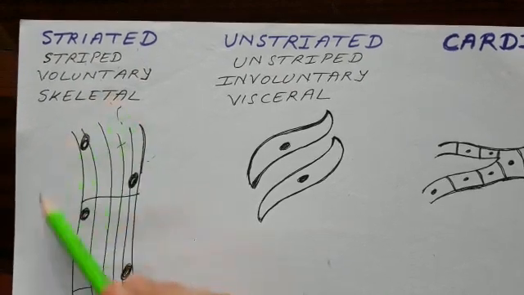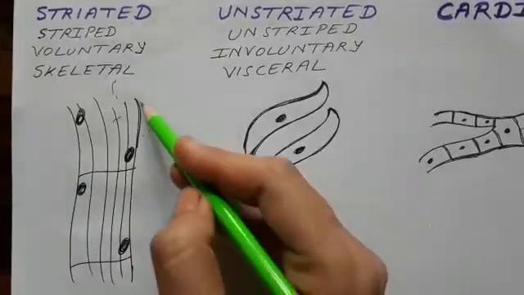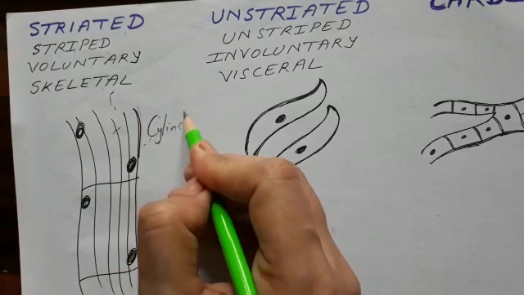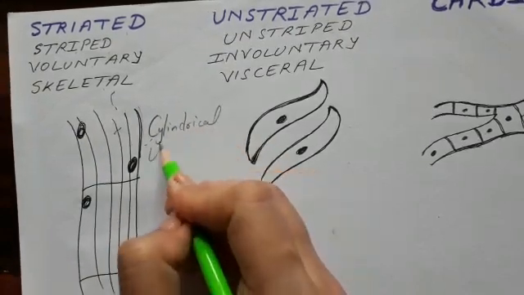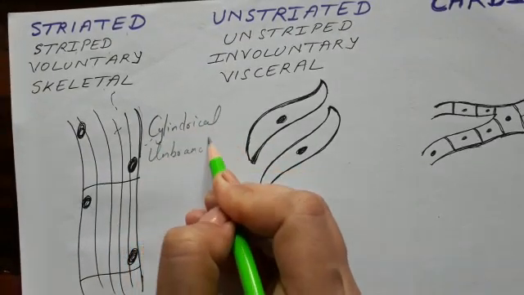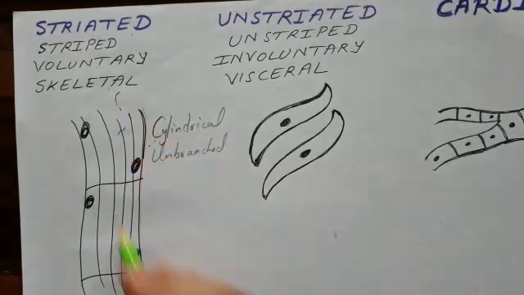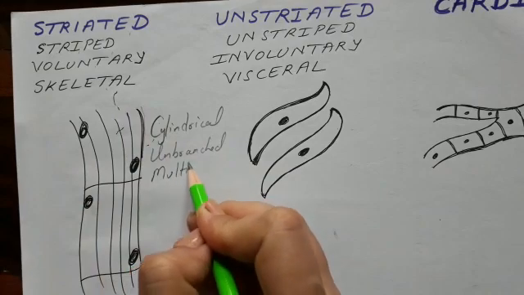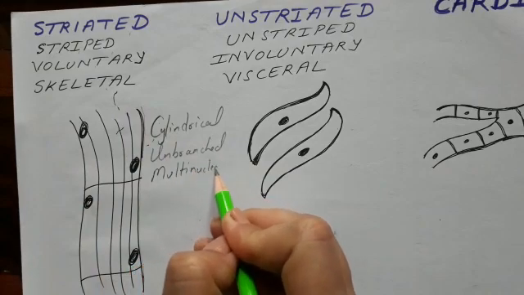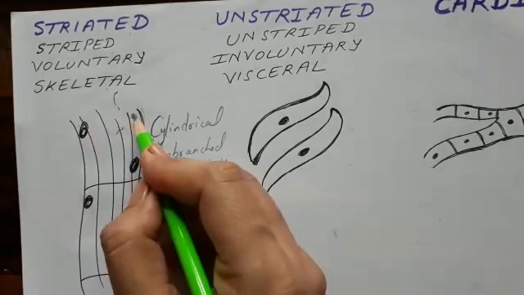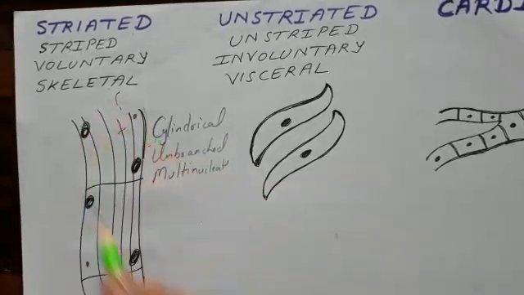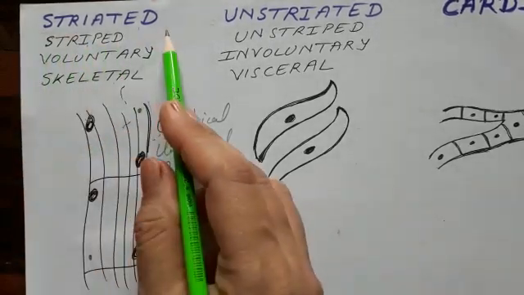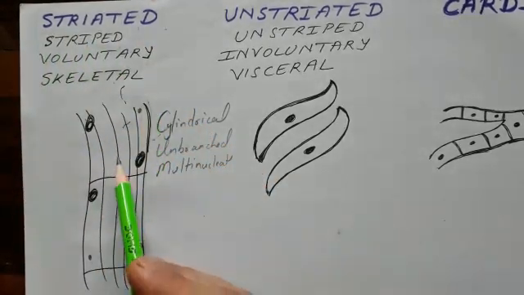If we see the structure of the striated muscles, they are cylindrical and unbranched. They do not have any branches present. They are cylindrical, unbranched, multinucleated. That is, in one cell there is more than one nucleus present. So they are multinucleated. We call them striated because they have bands or striations.